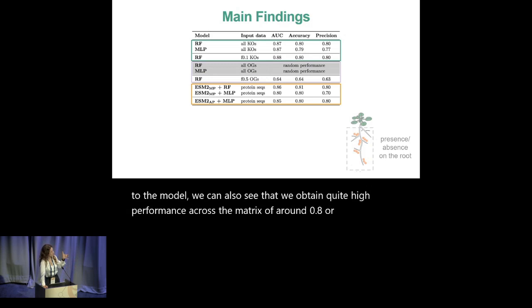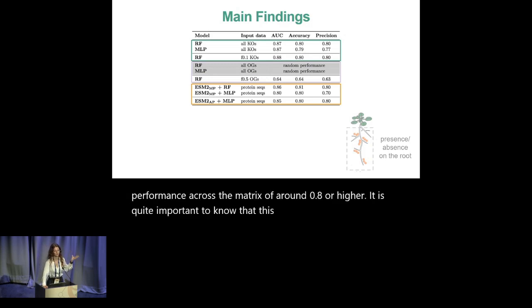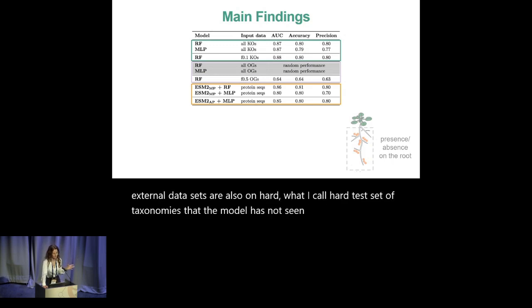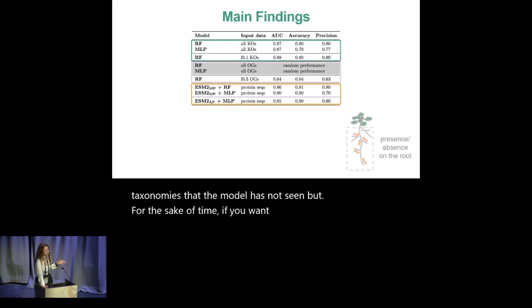It is quite important to know that this was evaluated on a kind of a random test set. We have also done more evaluations, so on external data sets or also on what I call hard test set of taxonomies that the model has not seen, but for the sake of time, if you want to see that work, you can follow us.